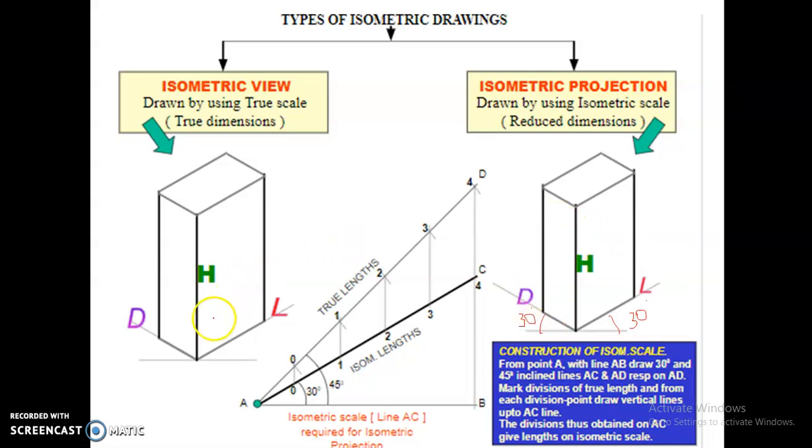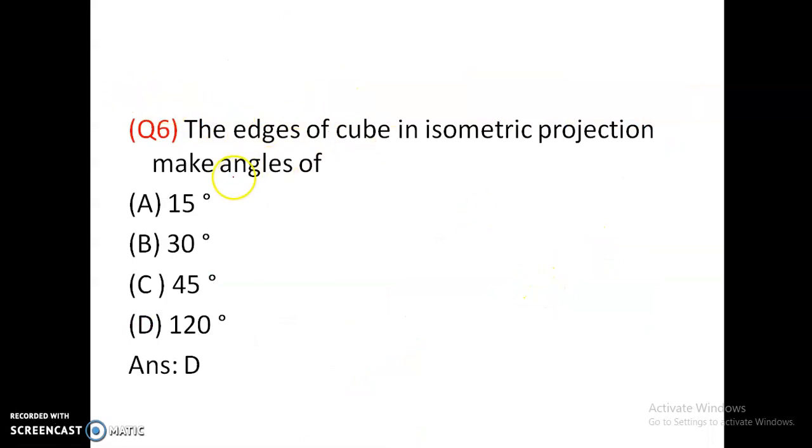This is isometric projection. Here it is the isometric view. It is drawn for actual length. If the cube size is 50 mm, it is drawn to 50 mm. But in isometric projection, it is not drawn to 50 mm. It is 50 into 0.815, which is nearly 42 mm. It should be drawn for 42 mm. The scale is reduced. The edges of the cube in isometric projection make angles of 120 degree. So this is one edge, this is another edge of the cube in isometric projection. They make an angle of 120 degree.